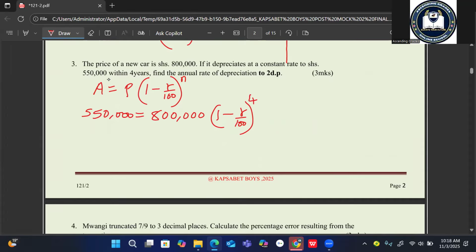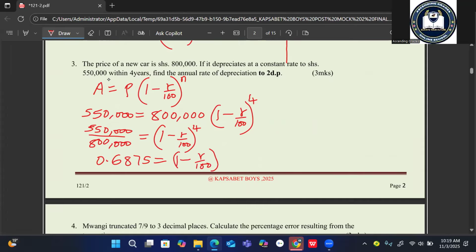So we can divide both sides by 800,000. So it will be 550,000 divided by 800,000 should be equal to 1 minus r over 100, to the power 4. 550,000 divided by 800,000 will give us 0.6875 is equal to 1 minus r over 100, to the power 4.